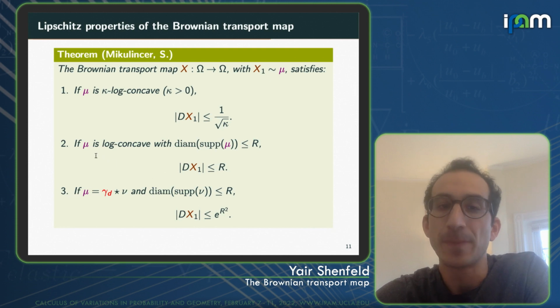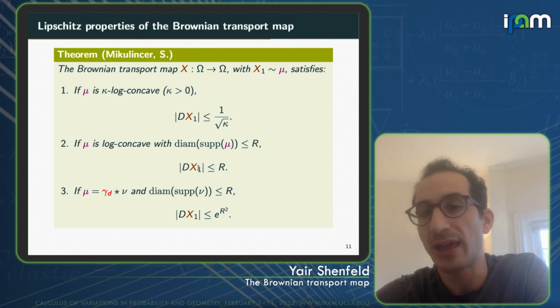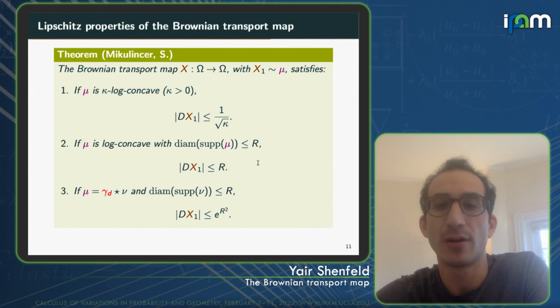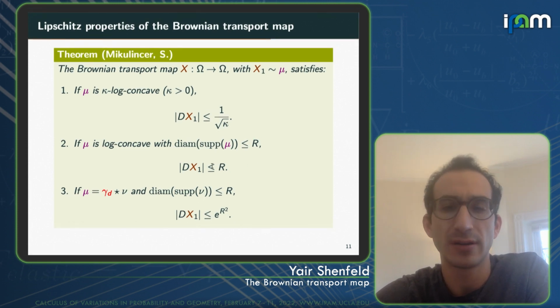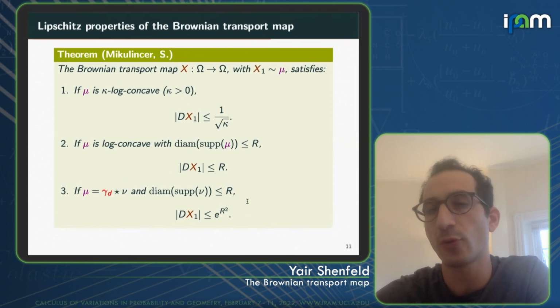So for example, if mu is log-concave and the diameter of the support of mu is bounded by R, then we get the correct behavior, that the Lipschitz constant is upper bounded by R. Or maybe it's over R, I need to check. And here for the mixture too. So here it's not quite optimal because of the exponent in R squared, but it's almost the correct order.